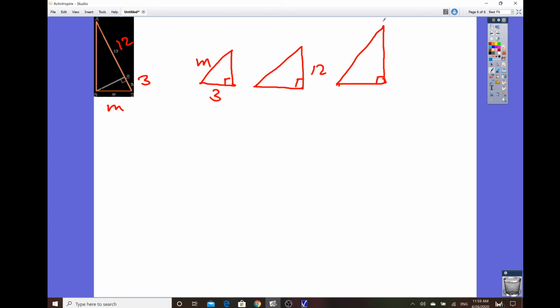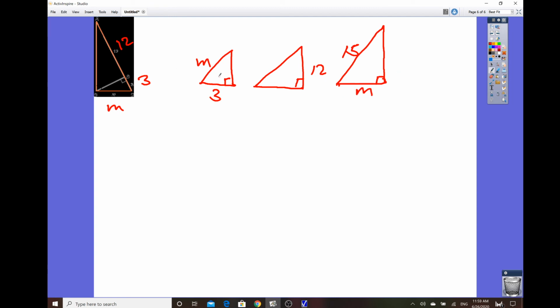And then for the large triangle, 12 plus 3 will be considered the hypotenuse, because once you combine them, that'll be the measure of the entire segment, so that'll be 15. Again, the way that I end up with 15 is that's 12 plus 3. And then the base of the large triangle is considered m. And then the height, we don't know.